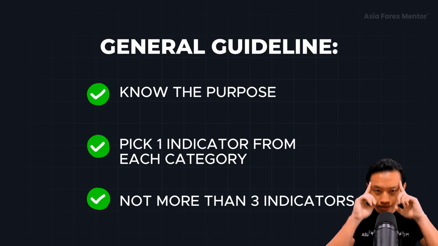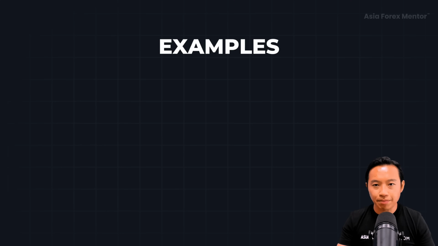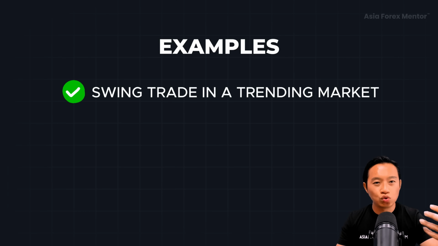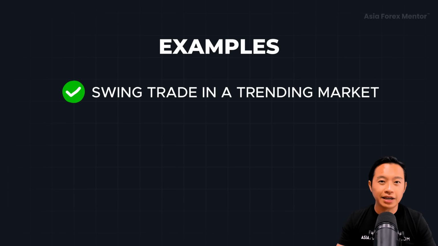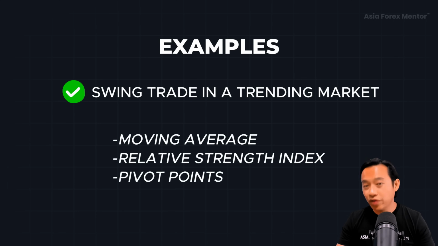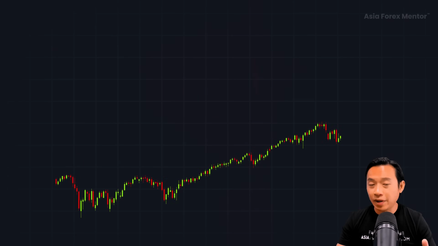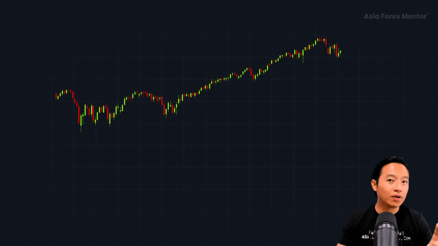So with that in mind, let me show you some examples. Suppose now you are looking to capture a swing in a trending market. In this case, you can use these 3 indicators: the moving average, the RSI, and the pivot point. Let me show you and I'll explain why. Let me explain what I'm doing with these indicators.